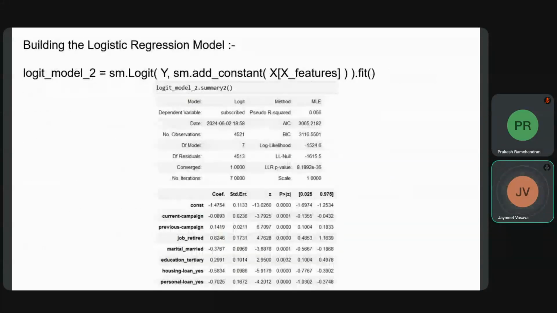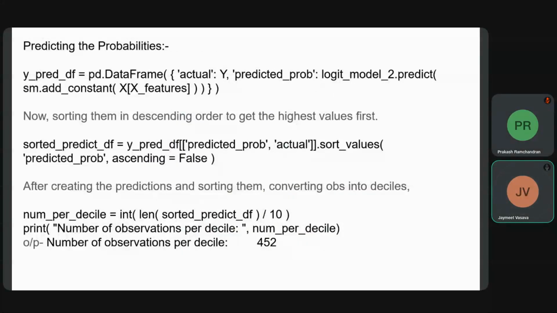So now we have the model, and we'll be making the predictions. As we have not used the train test split here, you can try to practice the train test split and also make the prediction on the test side. The prediction Y DF will be made, containing the actual values, the predictions from the model, and the predicted probabilities, sorting the data in descending order so we get the highest values first.